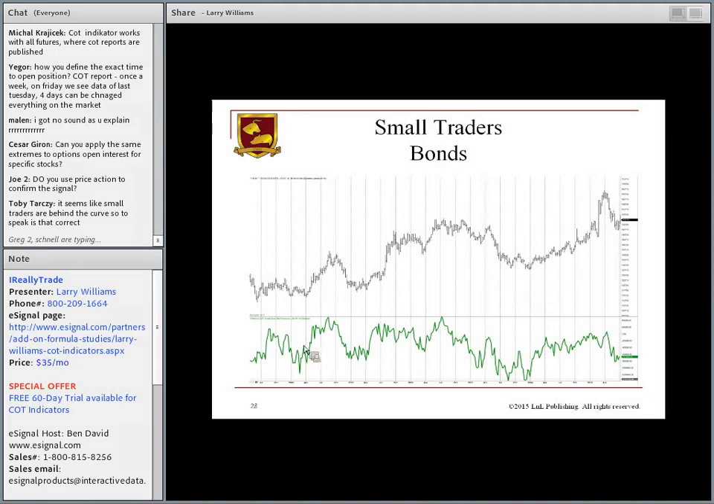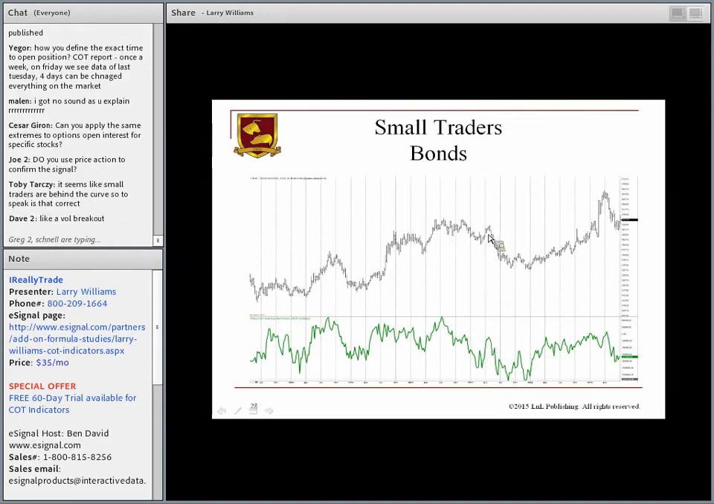When the small traders are very bullish, any trend change signal is going to be probably pretty good. Look how bullish they got here. So let's take a trend change, right? In my world, it goes condition, setup, then trend change for my entry into the marketplace.